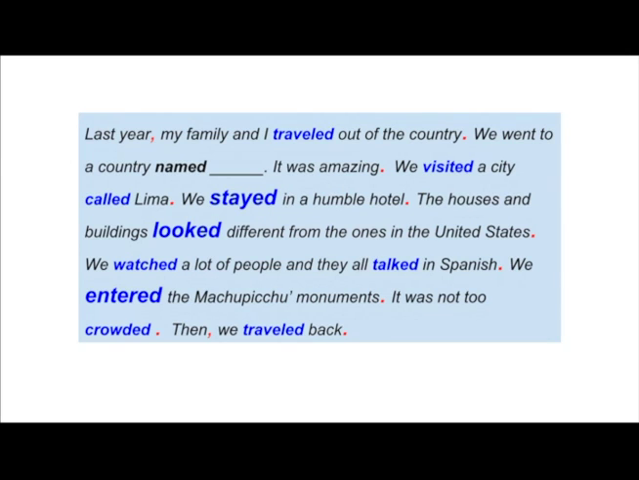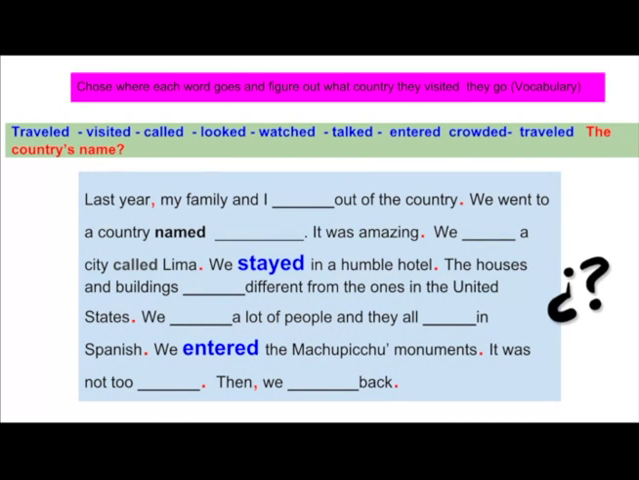Now, this assessment could be done in pairs, in groups, individually, whatever. It depends on the teacher and what he wants with this. It could actually be a class activity. But the first part that they have to do is this one over here, because they have to choose where each word goes and figure out what country these people are visiting.